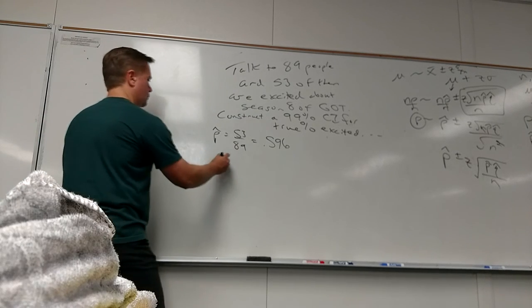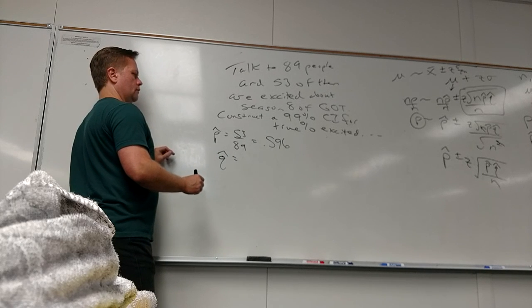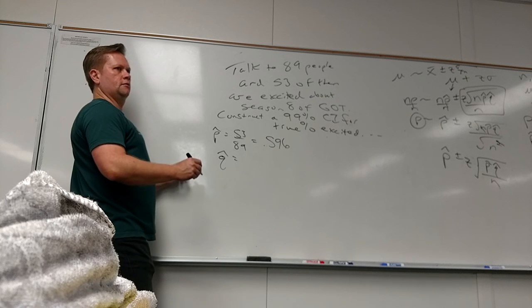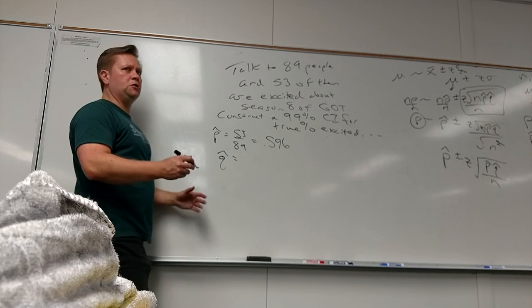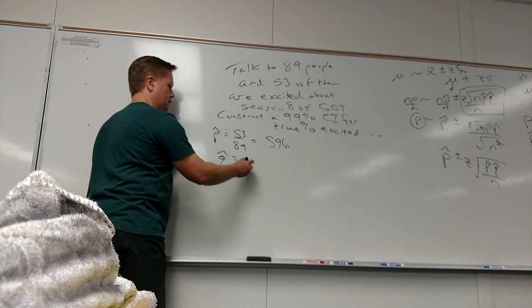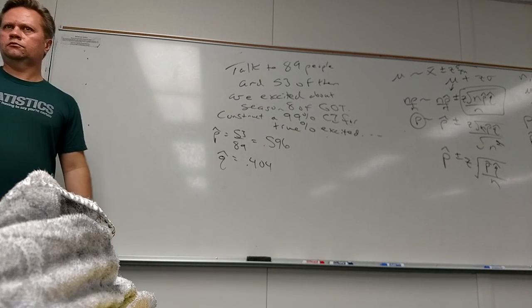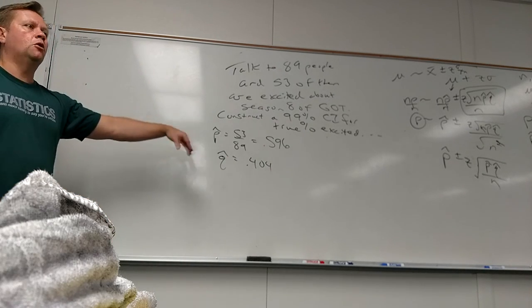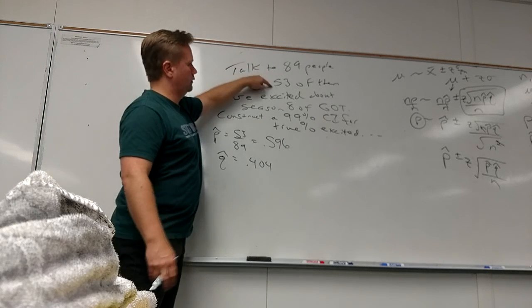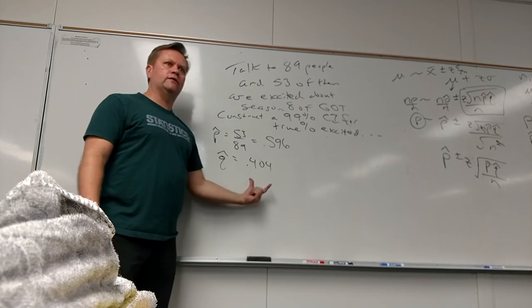What's q hat then? It's just going to be 1 minus this, right? The rest of it. 0.404. Or you can do 89 minus 53 divided by 89. Well, you can just remember that these two have to add to 1.